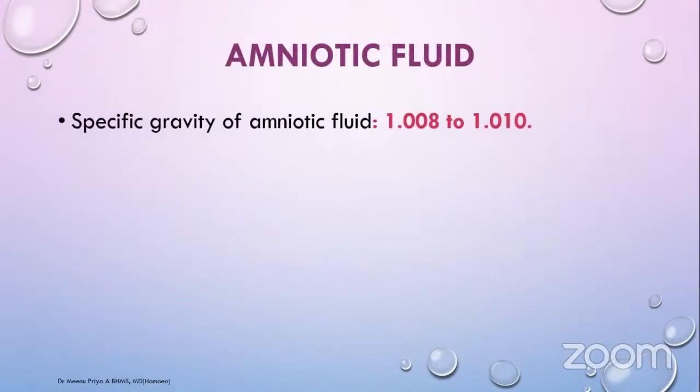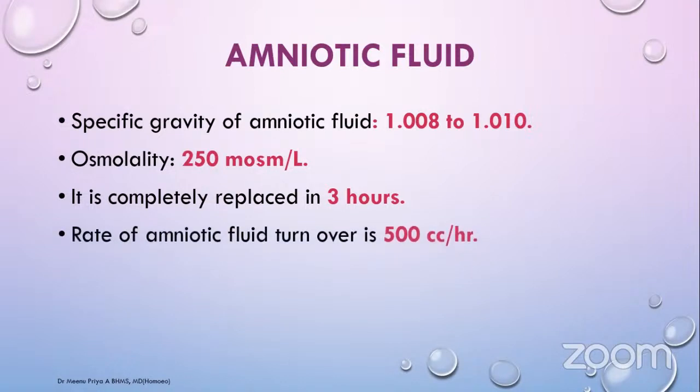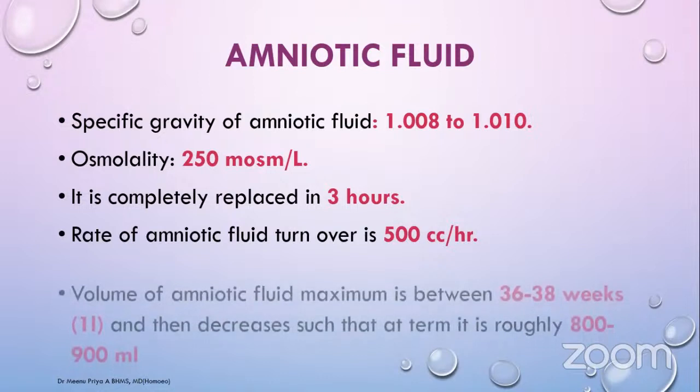So amniotic fluid. Specific gravity of amniotic fluid is 1.008 to 1.010. These are all important points which can be asked as questions. Osmolality is 250 milliosmol per liter. It is completely replaced in 3 hours. Amniotic fluid is being produced and then it is replaced every 3 hours. And rate of amniotic fluid turnover is 500 cc per hour.